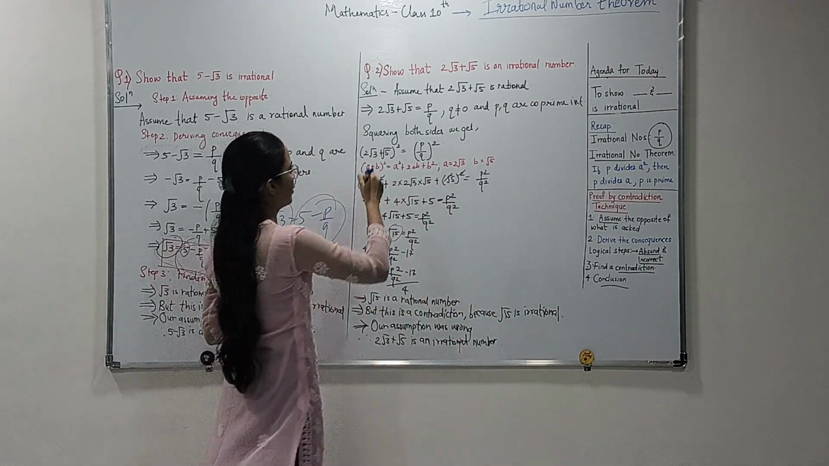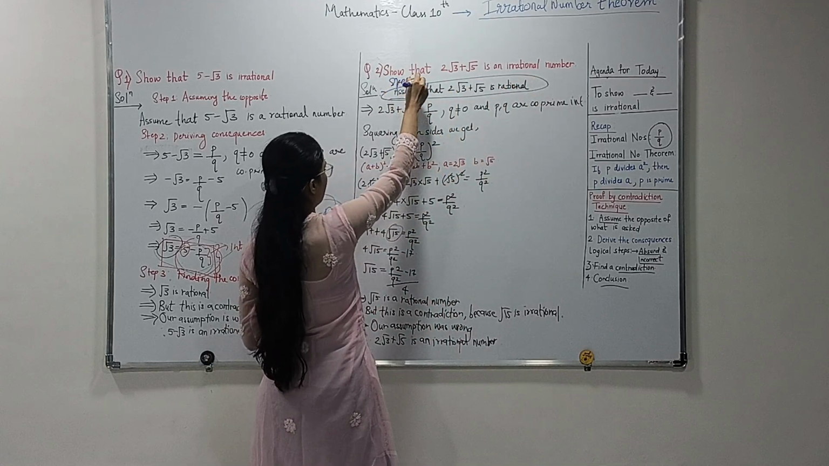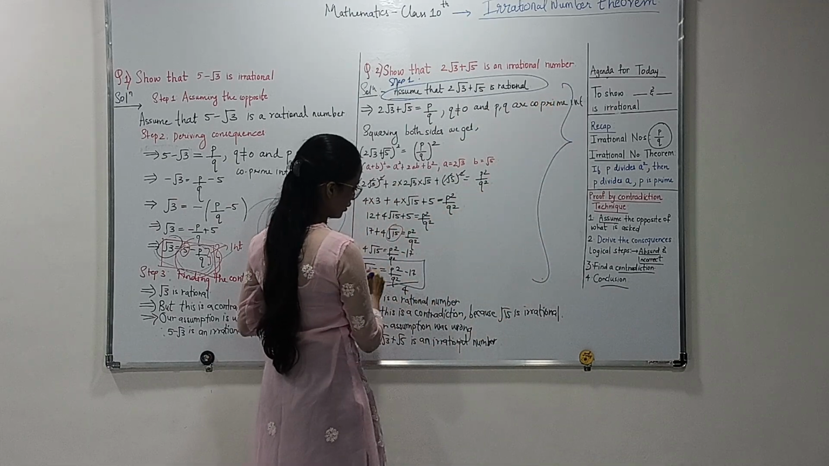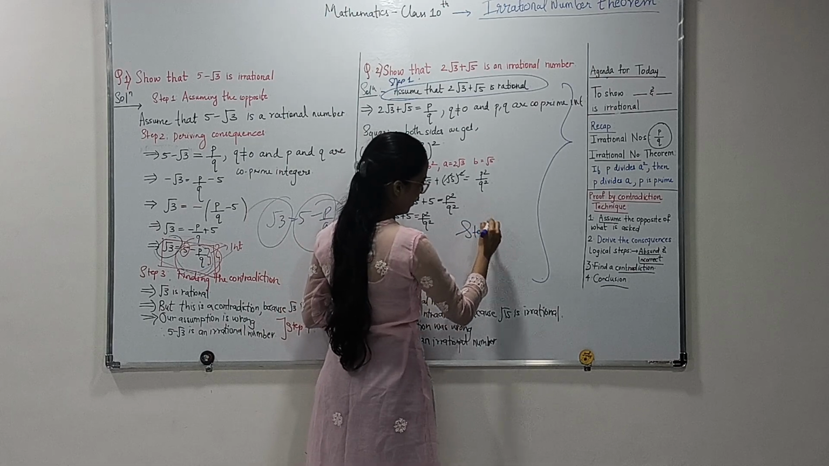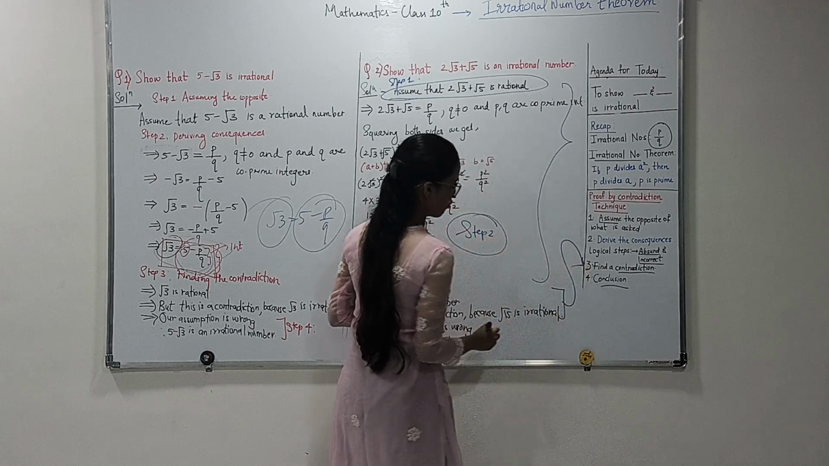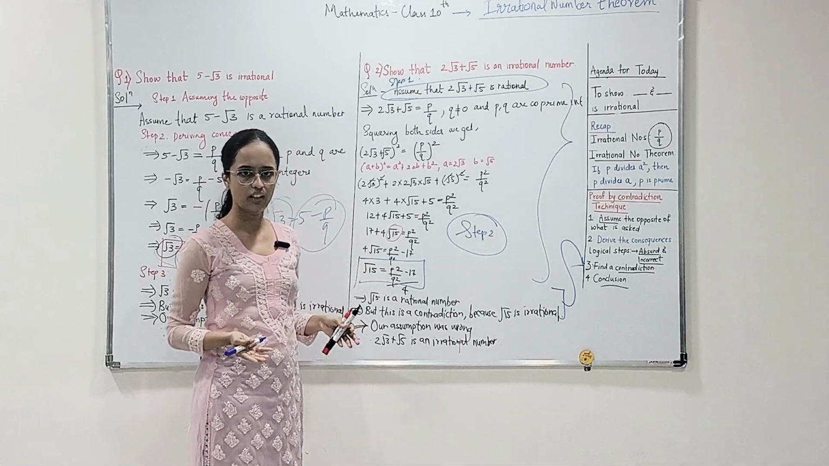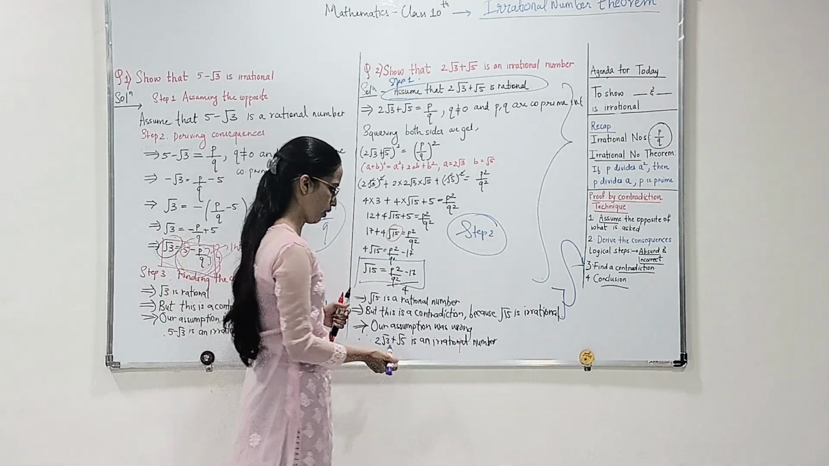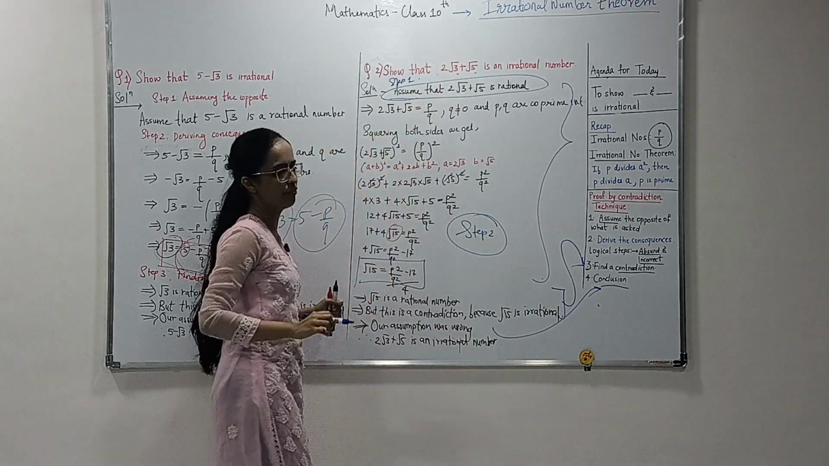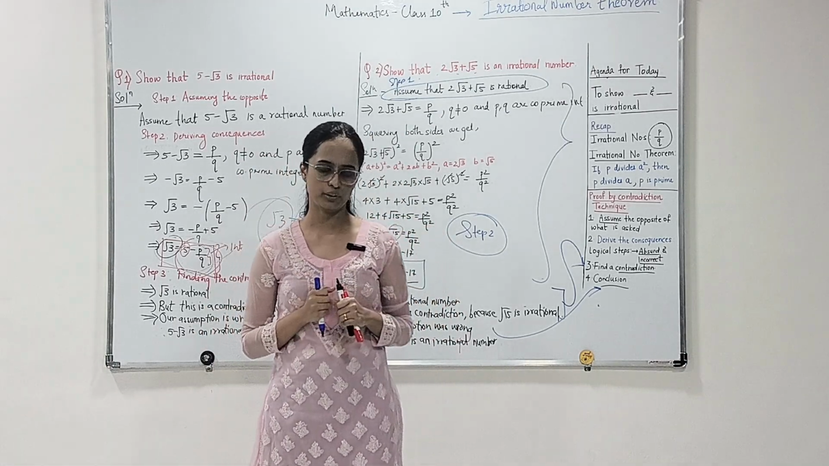So to revise, we started with step number 1, that is assumption. So this is our step number 1. Then we derived the consequences. This is the end of the consequence. So this is step number 2, deriving the consequence. Then this is step number 3, where we found out the contradiction, that this number is not a rational number, it is an irrational number, and that is why we could conclude that 2 root 3 plus root 5 is an irrational number. So I hope students you have understood this problem also.